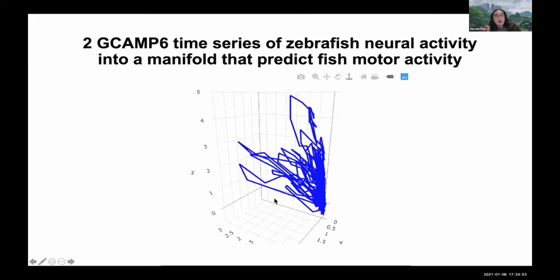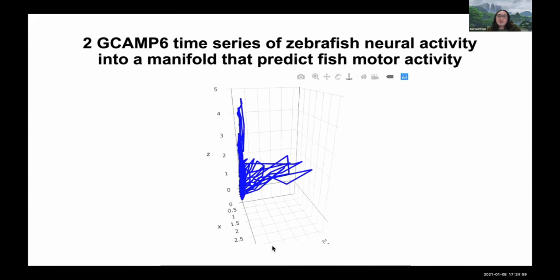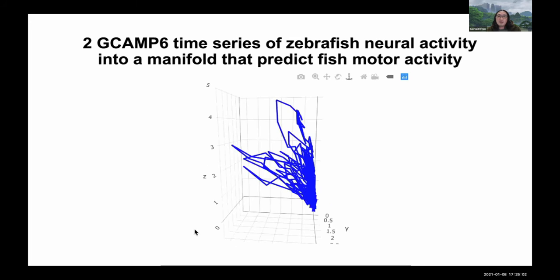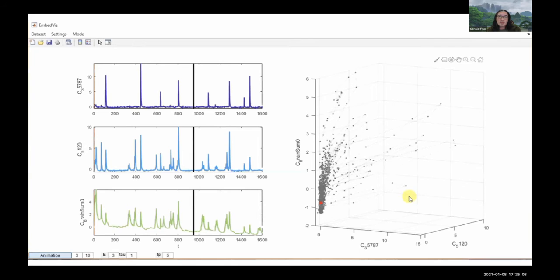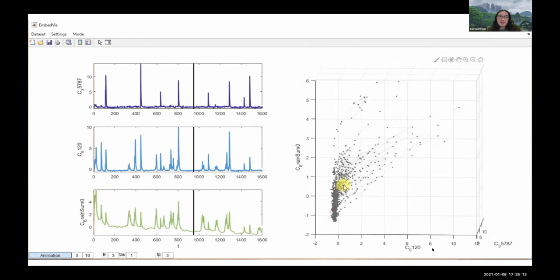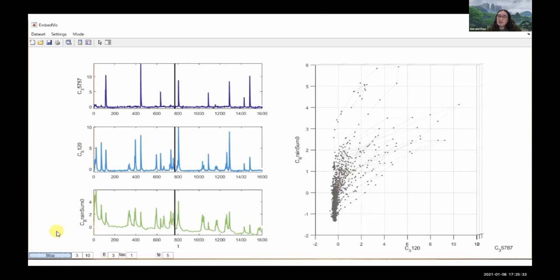Out of this manifold, we are predicting the motor activity of the fish. This is the embedding of a manifold of these two neurons with a behavioral output. As you can see, this is the embedding and this is the activity. Every time you have this loop coming out, that loop represents an escape behavior. So every time, you can predict at least half a second ahead, for every case using this manifold, when a fish is going to escape.